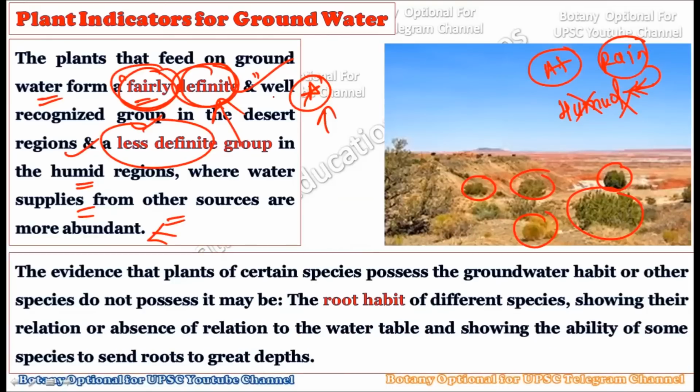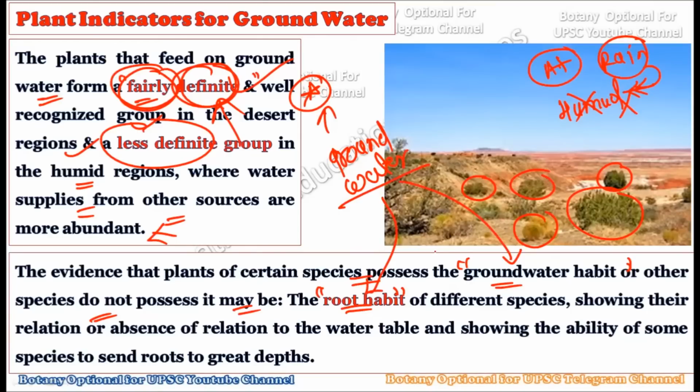Now see, the evidence that the plants of a certain species possess the groundwater habit or the other species do not possess it, maybe the root habit. Here, one important term is the groundwater habit or the root habit. Those plants which are typically dependent on the groundwater show this type of habit. Such a type of habit is called the root habit or the groundwater habit.